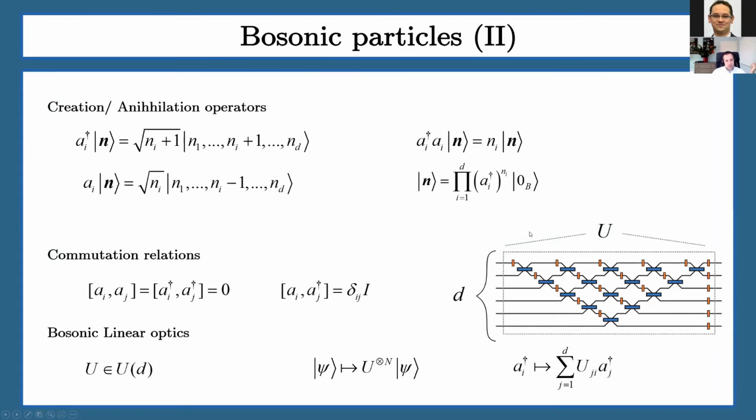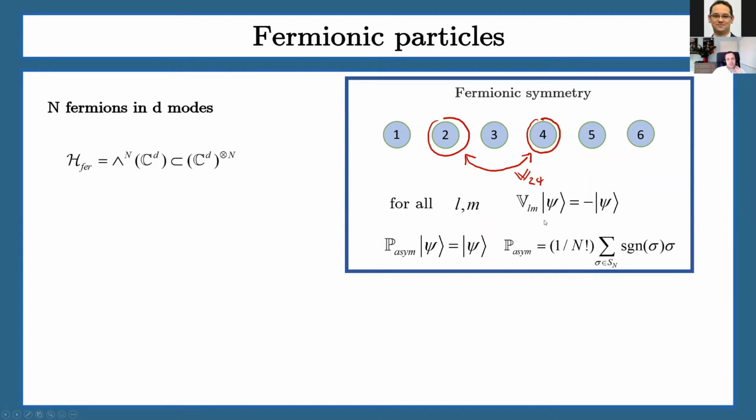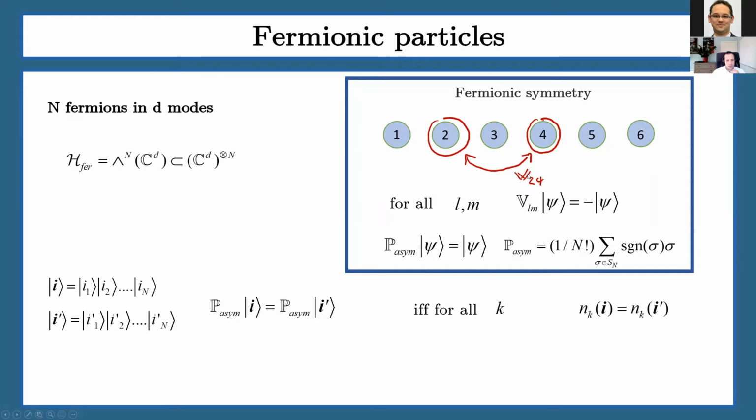So this is about bosons. Coming to fermions, it's very similar to what I was saying before, with the difference that fermions are not red but blue here. That means their wave function has to be antisymmetric with respect to exchange of particles: when I swap two particles, I need to get a minus sign. Equivalently, fermionic states are eigenstates with eigenvalue 1 of the projector onto the antisymmetric subspace of n qubits.